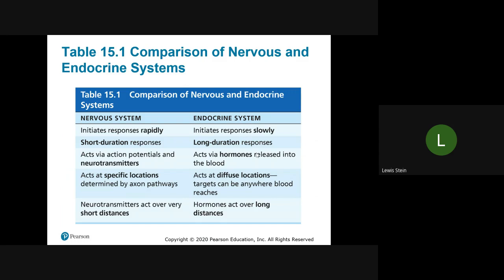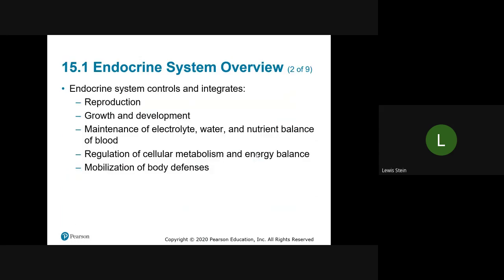The nervous system is very specific about what the nerve attaches to versus here in the bloodstream. If the thyroid gland secretes a hormone, it goes all over the body, and most of the cells respond to it. So it can be very long distances, whereas with nerves it's inevitably very short distances. And you can see all of the things that they work on, all the different systems.